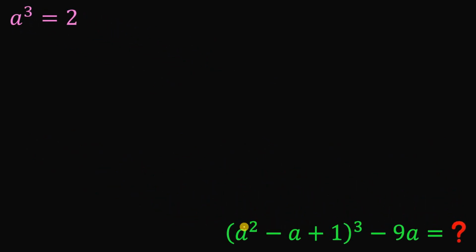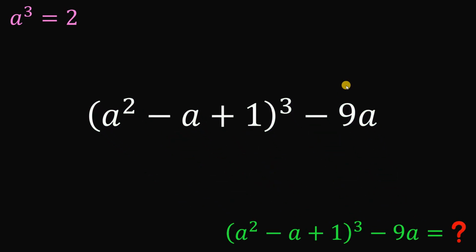Given a cubed equals 2, the goal in this question is to find the numerical value of this expression, a squared minus a plus 1 quantity cubed minus 9a. To answer this question, we're going to use 3 concepts. The first one is the difference of 2 cubes. If we have x cubed minus y cubed, we can factor this as x minus y multiplied by x squared plus xy plus y squared.